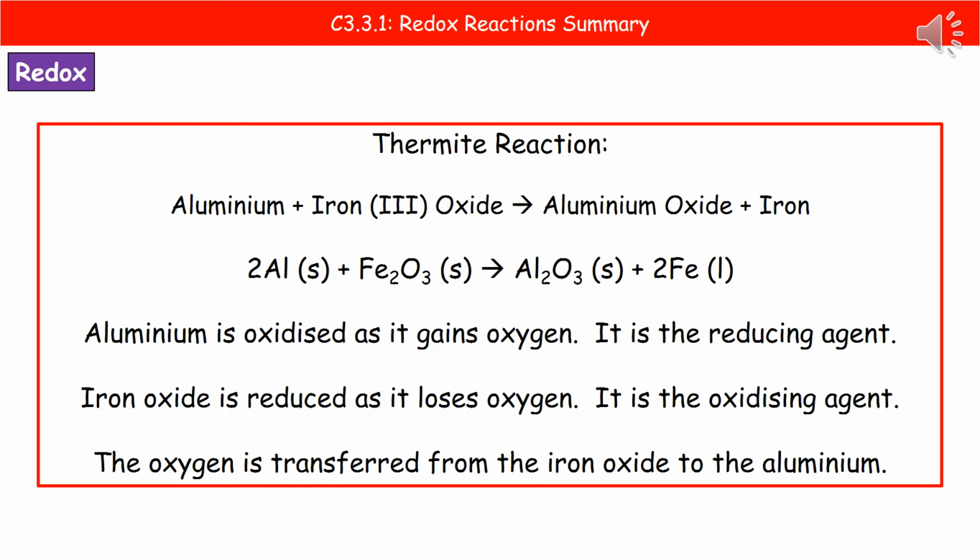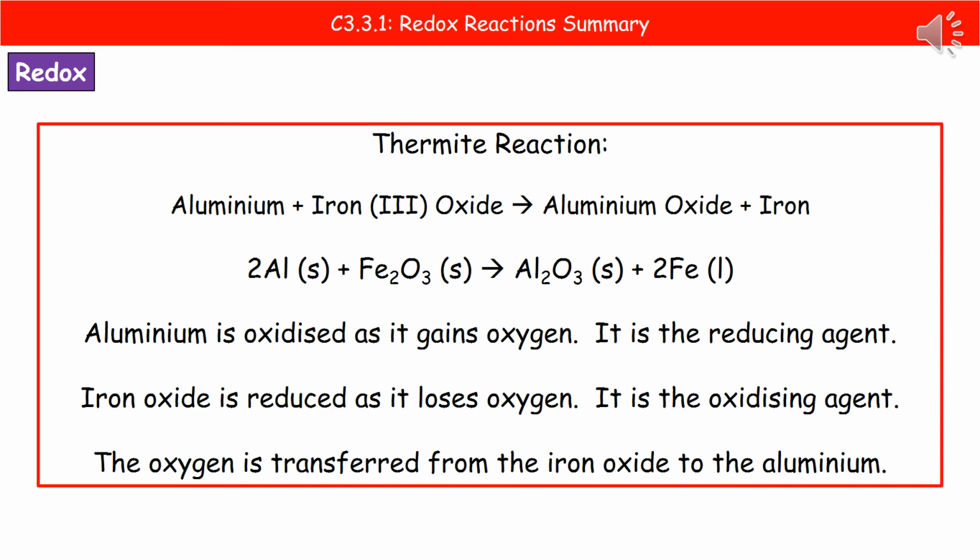If you look at the balanced equation, which is in the middle, then we start off with aluminium with no oxygen. But in terms of our product, we've got aluminium oxide, so it's gained oxygen. So what we can say is that aluminium is oxidized because it's gained oxygen. Now, just for a little bit of complexity, it's actually called the reducing agent.